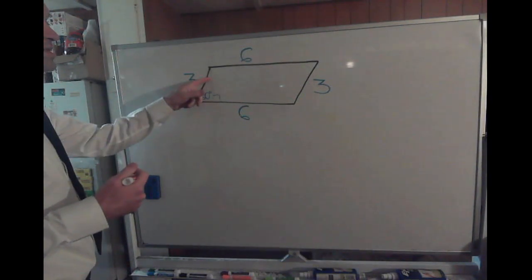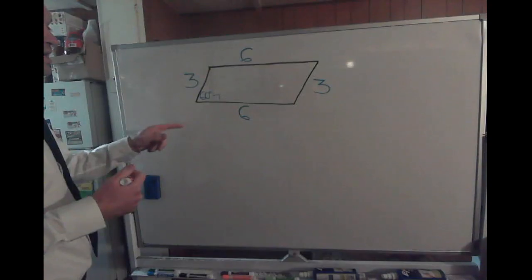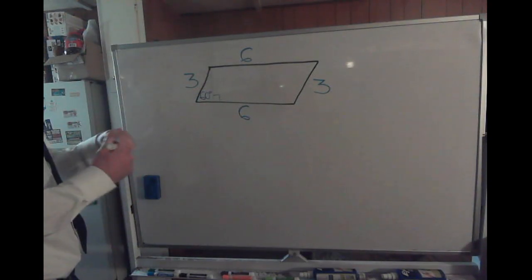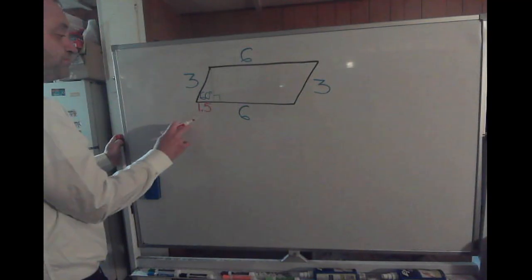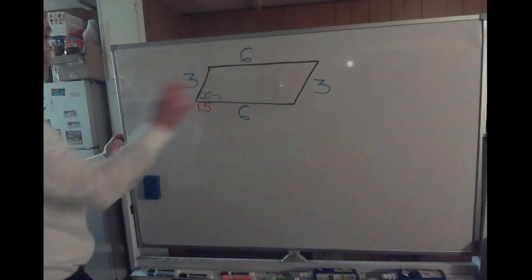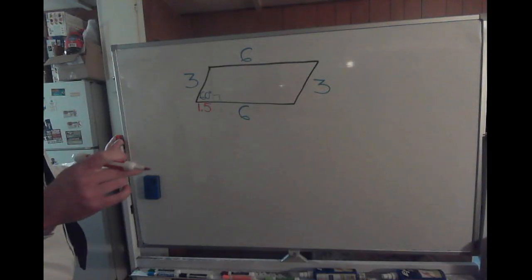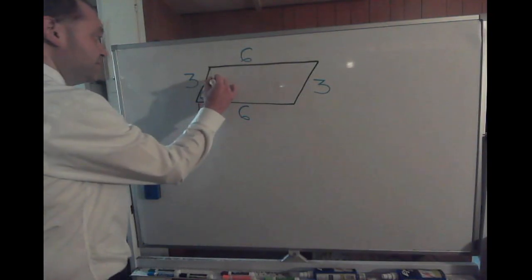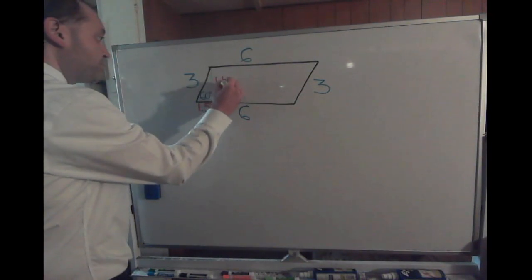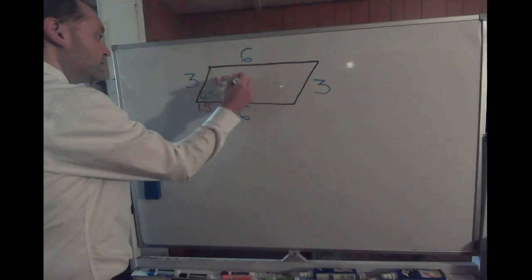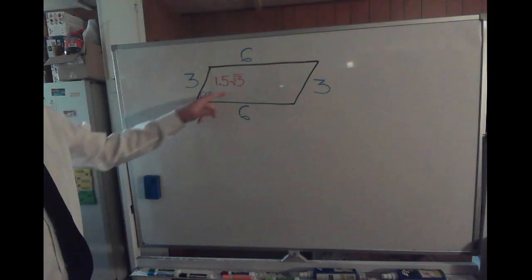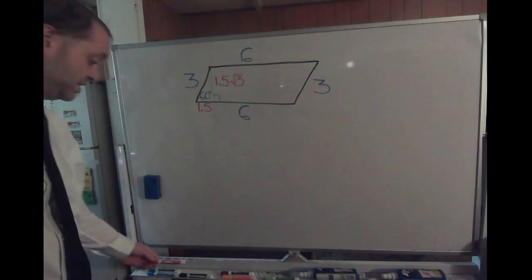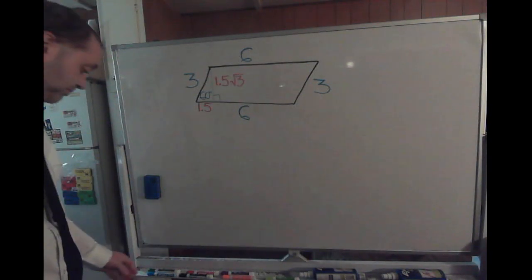That the side opposite the 30-degree angle is half the length of the hypotenuse, which is 3. So this would have to have a length of 1.5 here, which means the height, which is the side opposite the 60-degree angle, is going to be 1.5 times the square root of 3. So now we found the height of the parallelogram. It's going to be 1.5 times the square root of 3.